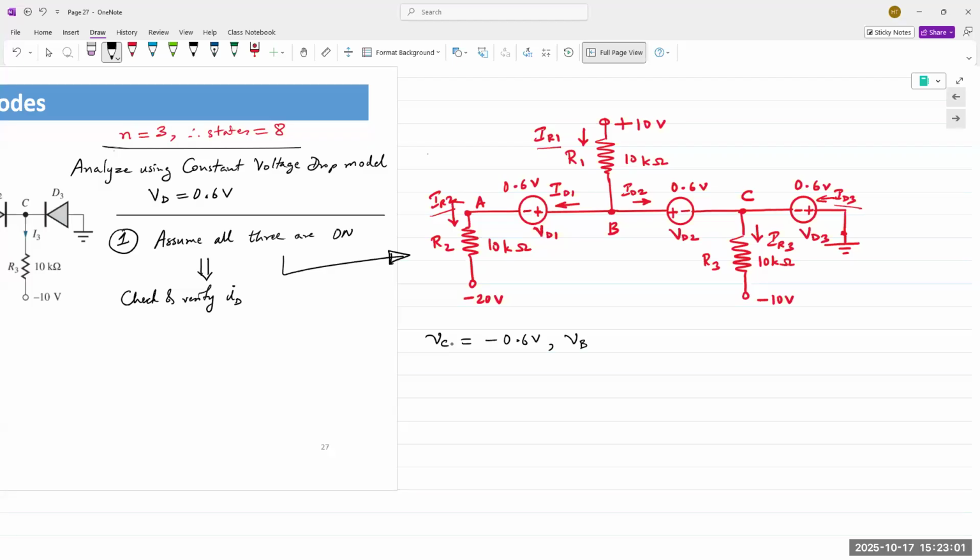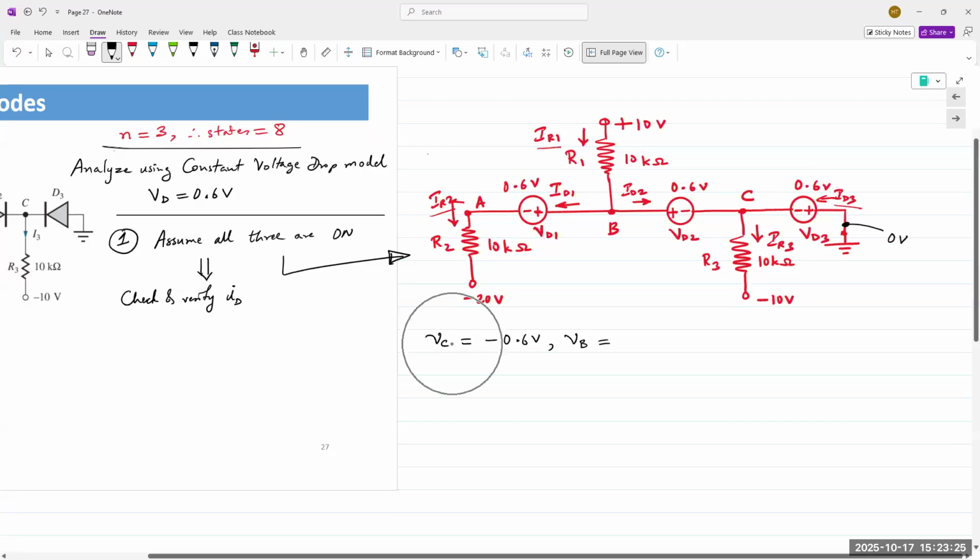VB is going back up again. So here, look at the far right. At the far right, I have this, which is 0 volts, right? It's going to hit the ground, so it's 0 volts. Then I have a voltage source. That voltage source is 0.6.